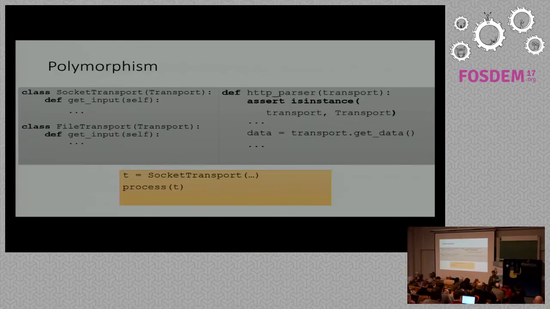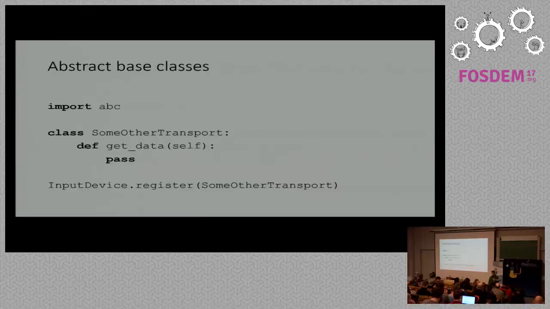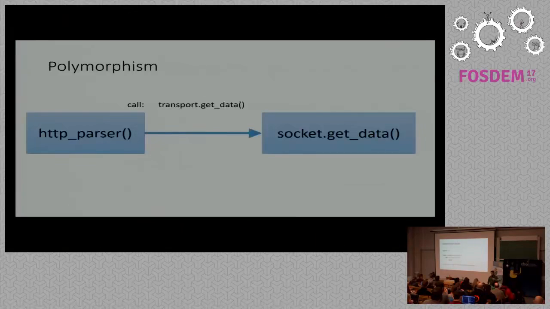And the rest remains the same as before for the polymorphism. Another way for telling Python that a certain class actually implements a given interface is by using the register function. I forgot to rename something. So input device should have been transport, and then we could have done transport.register some other transport, and that's actually a way of telling that some other transport also implements that interface. So rather than using inheritance for telling Python that something implements an interface, you can use the register function as well.